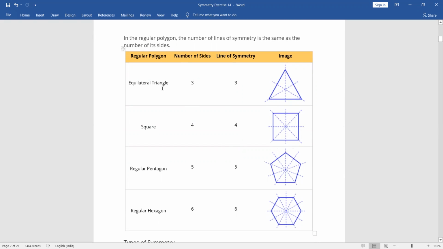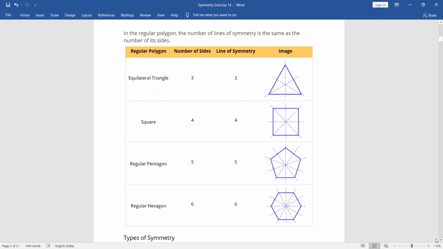Just see here, in an equilateral triangle, 3 sides, so 3 lines of symmetry. In a square, 4 sides, then 4 lines of symmetry as shown in the figure. Regular pentagon, 5 sides, so 5 lines of symmetry. Regular hexagon, 6 sides, so 6 lines of symmetry.